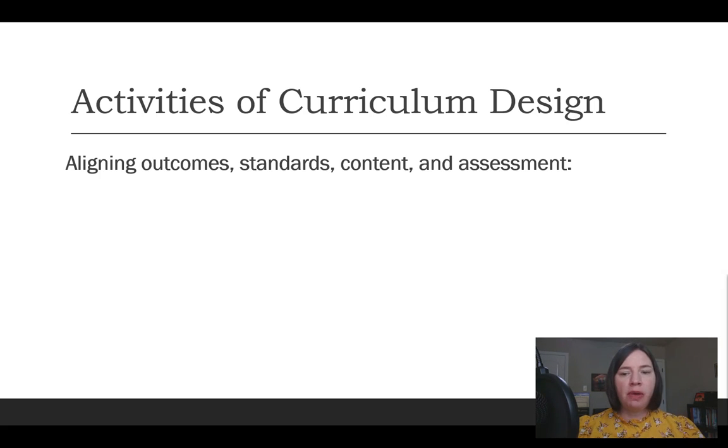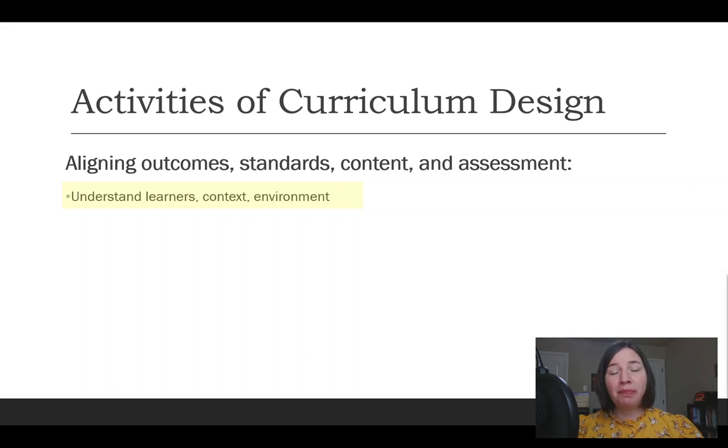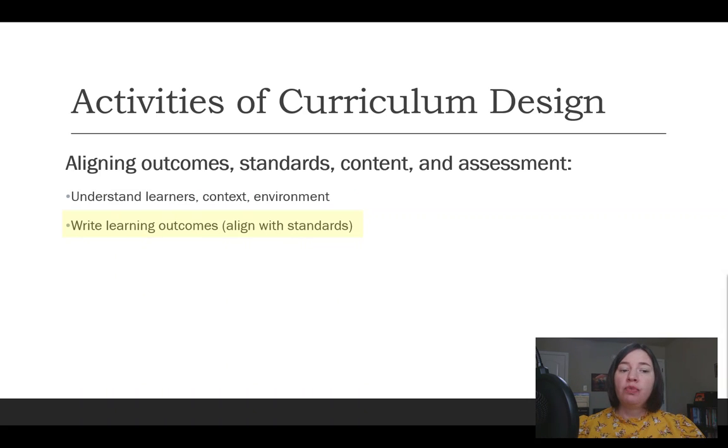So these are from the Design for Learning chapter, when they talked about activities of curriculum design. We want to understand learners' context environment, which is also a big part of instructional design. We write learning outcomes, usually that aligns with some sort of standards. And standards are helpful because they give us a starting point. And we're going to be talking later in this video about the ISTE standards as a starting point for our class. Part of outcomes is we have to know how we're going to assess those outcomes so we know whether or not we were successful.